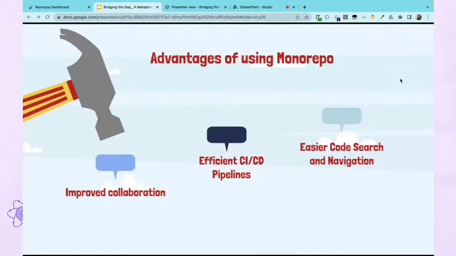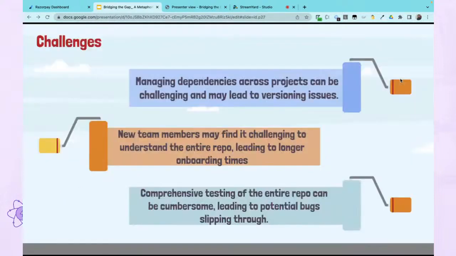See, improved collaboration, just like I told. Then efficient CI/CD pipelines. Now you don't need to set up that same thing for two different projects. You might think that, okay, we can set up in a different repo also, in two different repos also. But sometimes these things get complicated when you have a lot of checks on your builds. Then code navigation is very easy. But monorepos are not that very great.